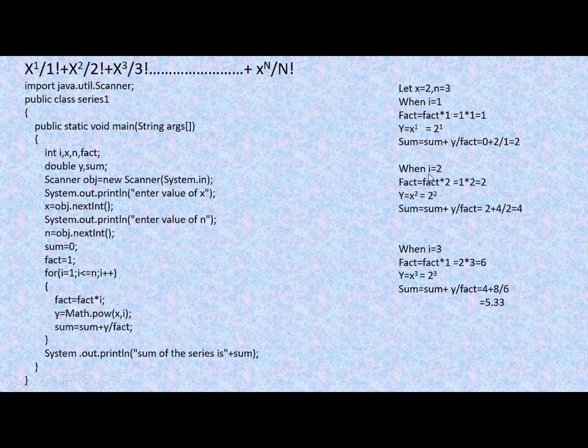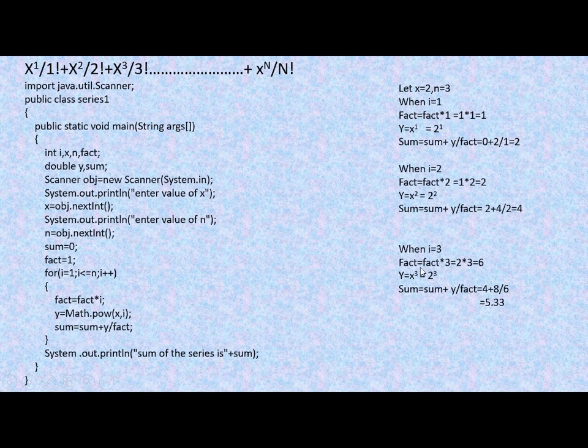Now when the value of I is equal to 2, fact equals to fact into 2. So now we got value of fact as 1. So that is equal to 1 into 2. So that is equal to 2. Y equals to x square. From here we got y equals to x square. So that is equal to 4. So now sum equals to sum plus y by fact. So that is equal to, now the value of sum is 2. So 2 plus y is equal to 4. So 4 by 2. So that is equal to 2 plus 2 equal to 4. Now when I equals to 3, fact equals to fact into 3.